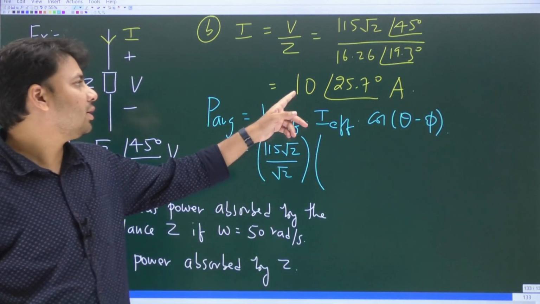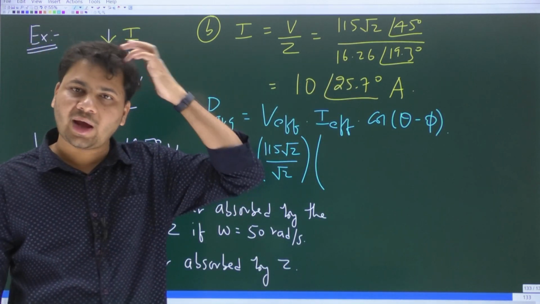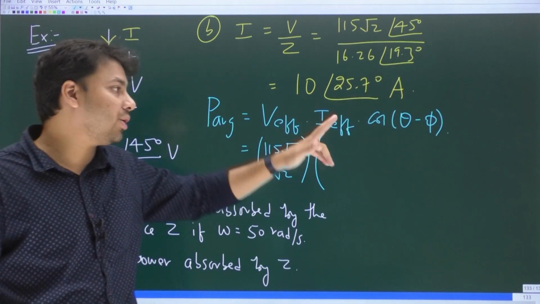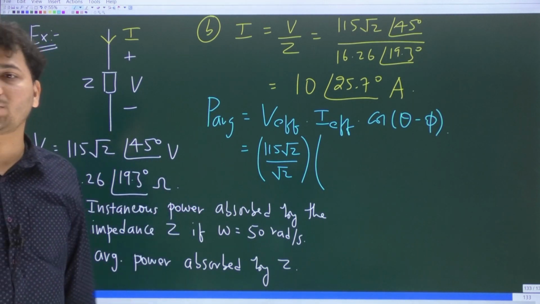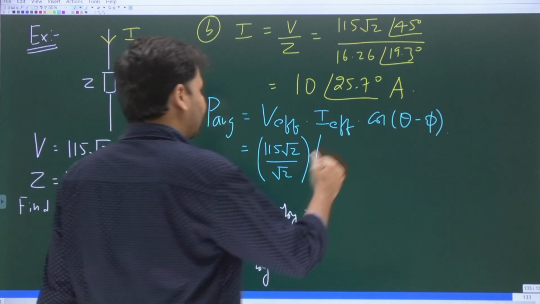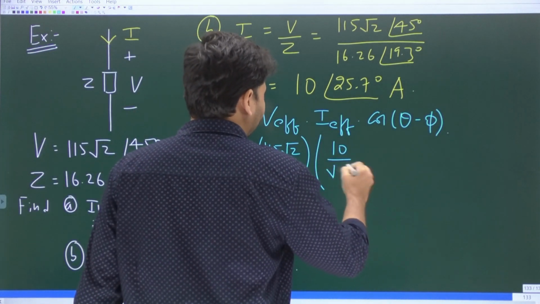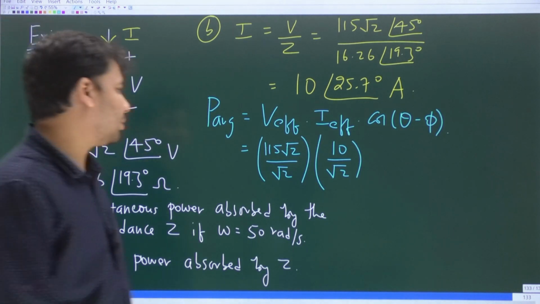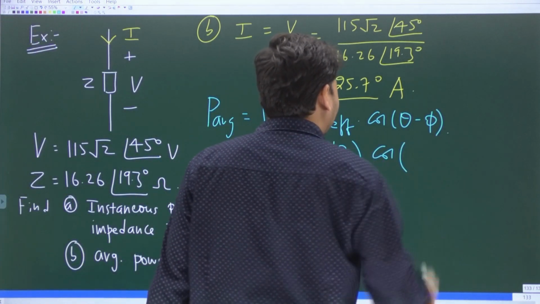Once again, the phasor current is what? 10 at an angle 25.7 degrees. Again, it is not amperes RMS. So this 10 amperes can be taken as the amplitude. So what is the effective value going to be? Will it not be 10 divided by root 2? It will be 10 divided by root 2. And then cos of theta minus phi.